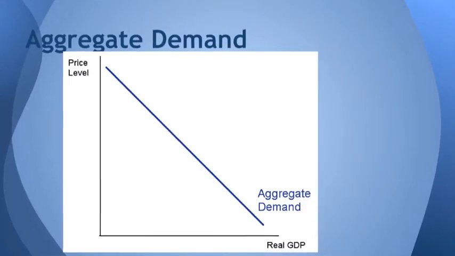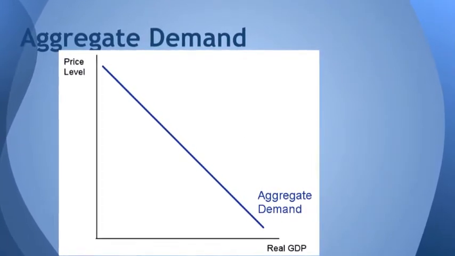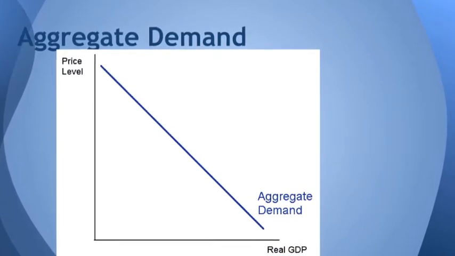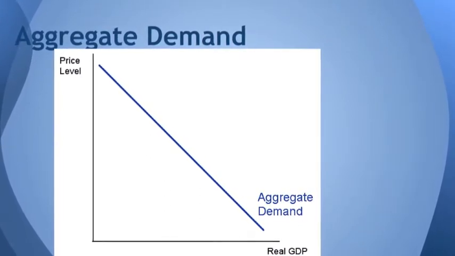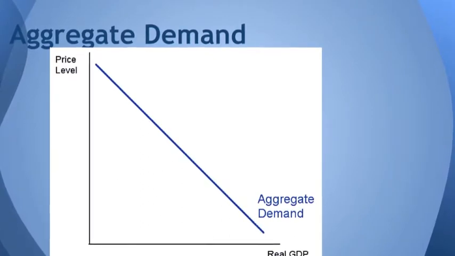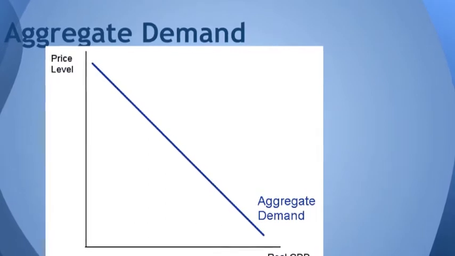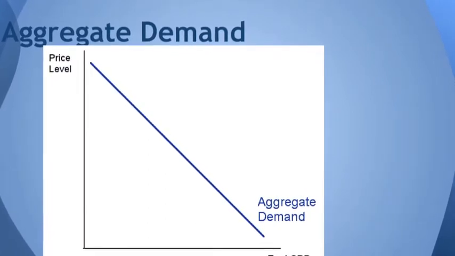The aggregate demand curve displays the total demand for final goods and services. The curve is downward sloping due to three effects. The interest rate effect states that as price level decreases, the demand for money decreases as well as interest rates, causing investment to increase. The real balance effect states that as price level decreases, cash balances and consumption increase. The net export effect states that as price level and imports decrease, net exports increase.